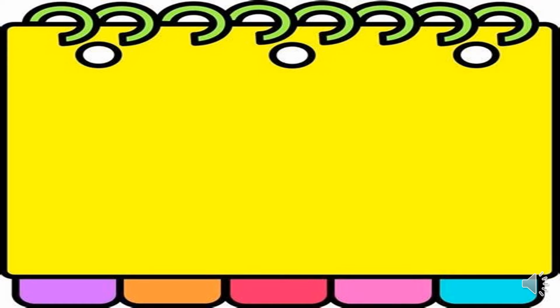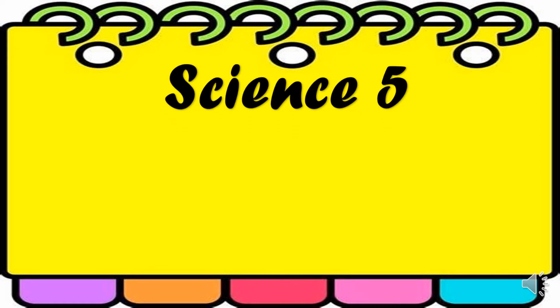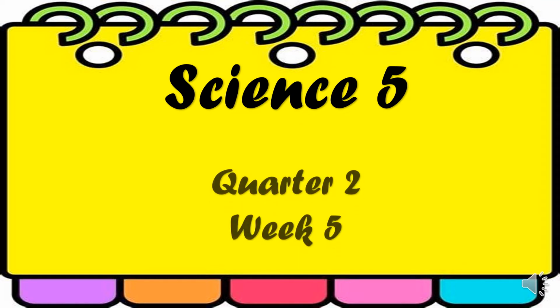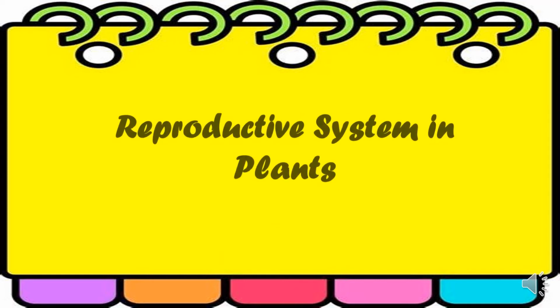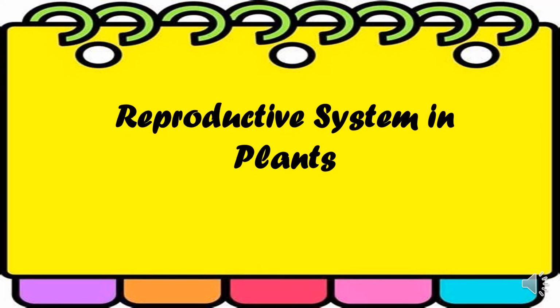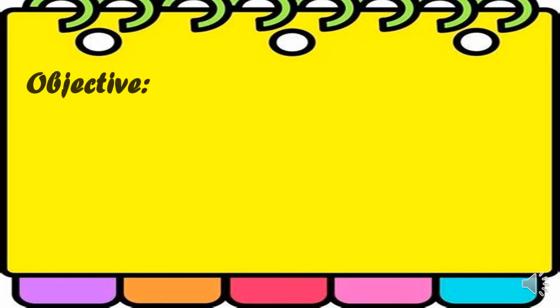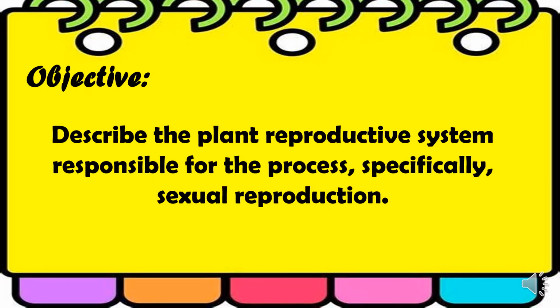Good morning, learners. Our subject for this morning is Science 5 for Quarter 2, Week 5. And our topic is Reproductive System in Plants. And the objective is, at the end of the lesson, you are expected to describe the plant reproductive system responsible for the process, specifically sexual reproduction.